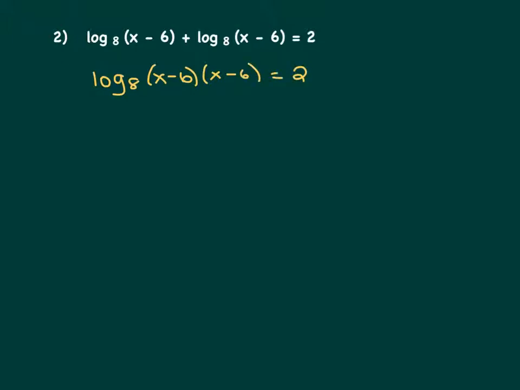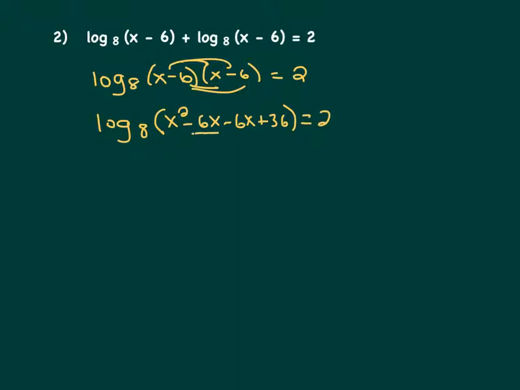All right, so from this point, if you want to double distribute this all out, we'll wind up with log to the base 8 of, all right, x times x is x squared. X times negative 6 is negative 6x. Negative 6 times x is negative 6x. And negative 6 times negative 6 is positive 36. And I'll bring down the equals 2. And if we want to combine these like terms real quick, we can. So we have log to the base 8 of x squared minus 12x plus 36 equals 2.